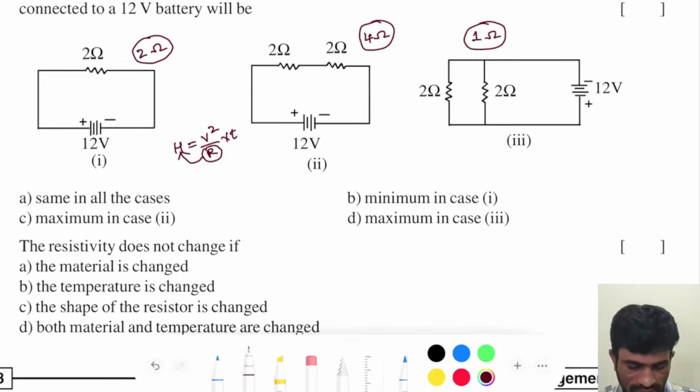So the first answer is wrong because it is not the same in all the cases, because here the resistance is different. Heat produced also depends on the resistance. So in the first case, it is not the same.